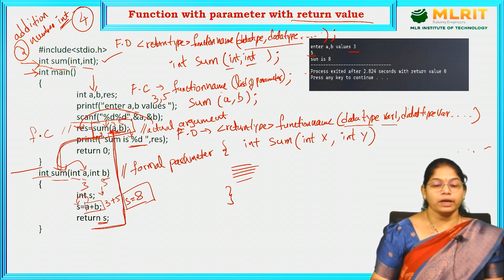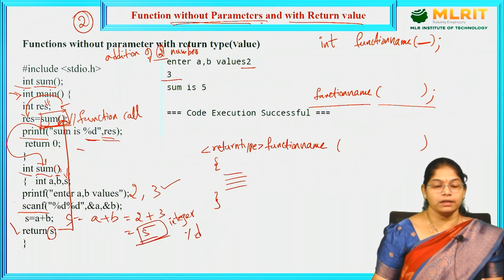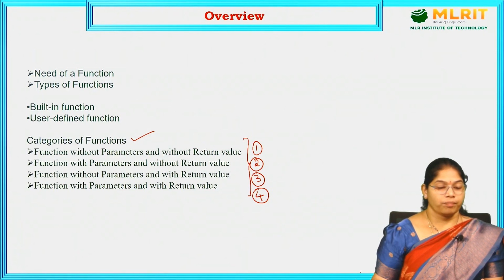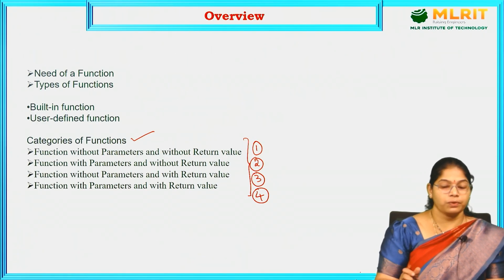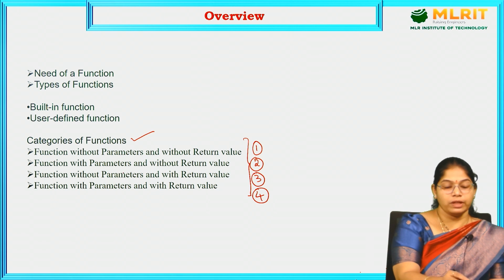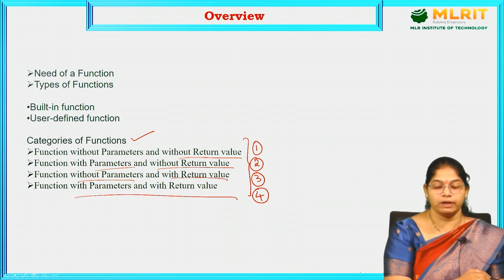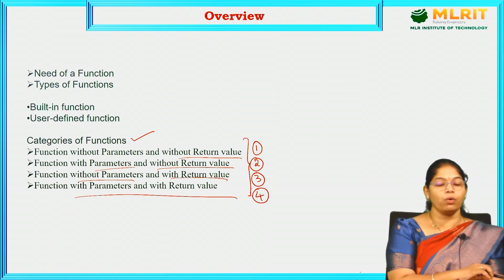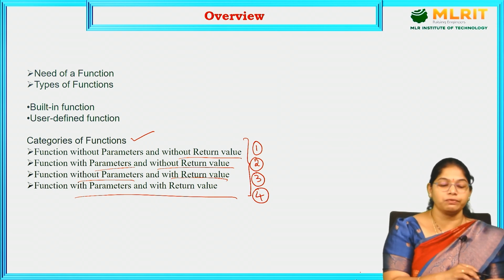These are the 4 categories that come under functions. What are those 4 categories? Those 4 categories are: function without parameter without return value, function with parameter without return value, function without parameter with return value, and function with parameter with return value. The user can create his own function based on these 4 categories.